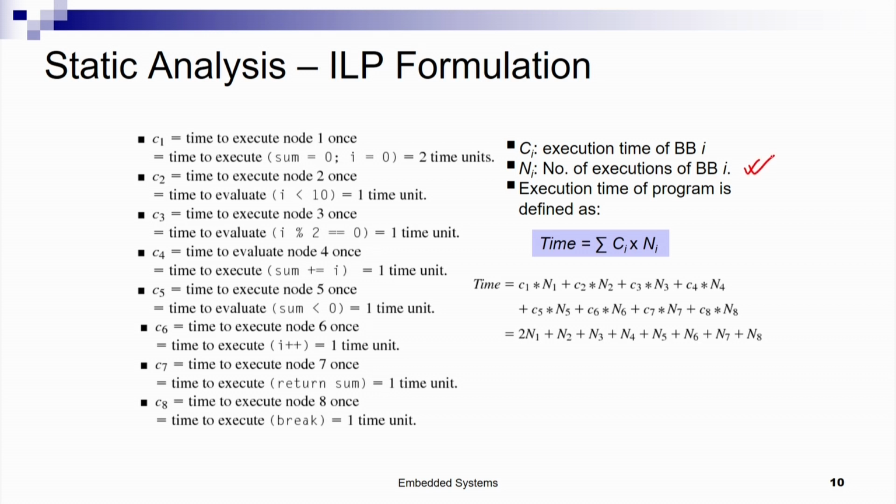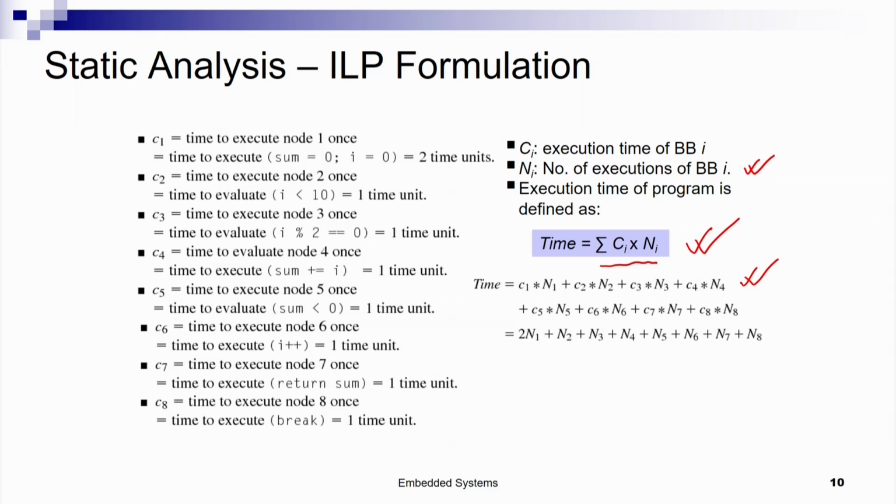How many times does each basic block execute in the worst case? If we know that, and we also know the time taken each time it runs, we can find out the total execution time of the program. The total execution time will be given by the summation over C_i times N_i, where N_i is the number of executions of basic block i and C_i is the time taken for each execution of basic block i. So, summation C_i N_i is the total execution time of the program.